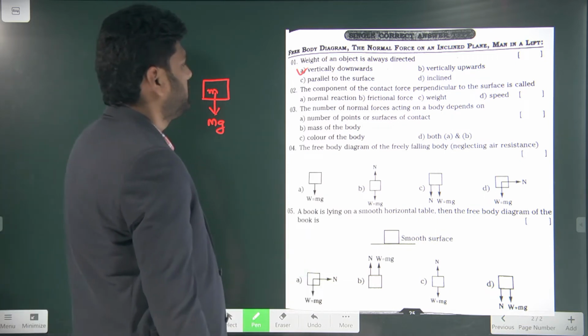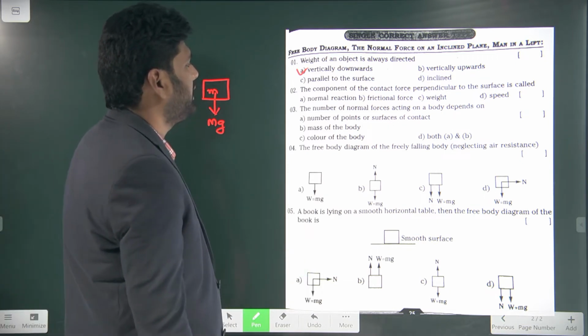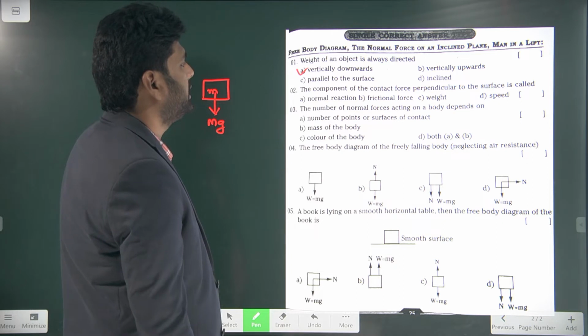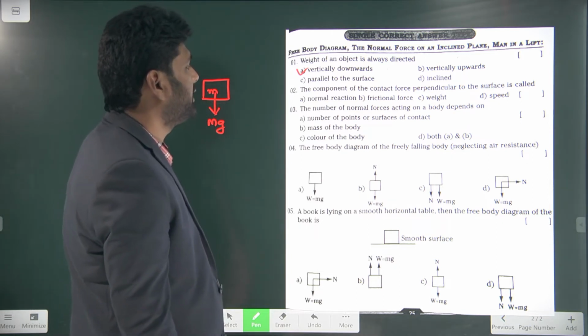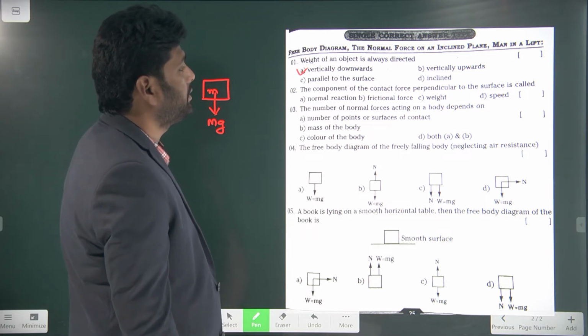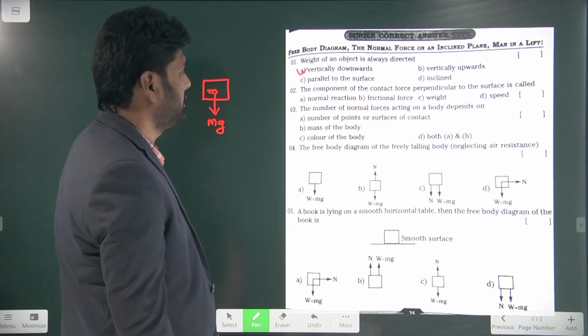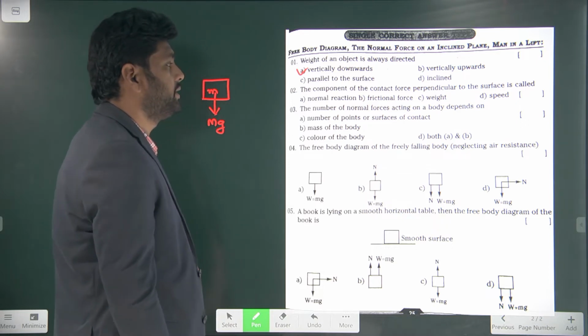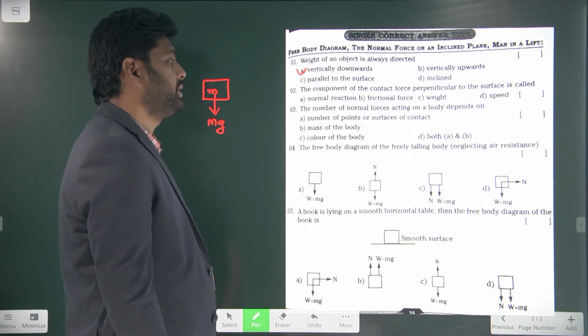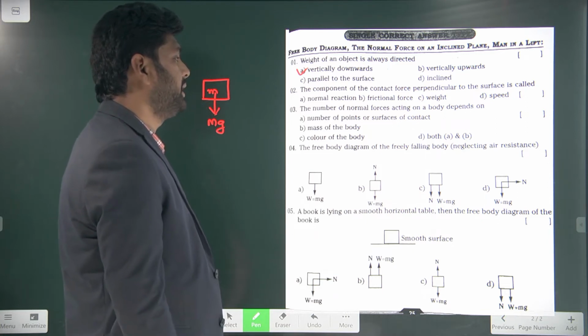Next one, the component of the contact force perpendicular to the surface is called: normal reaction, frictional force, weight, or speed.